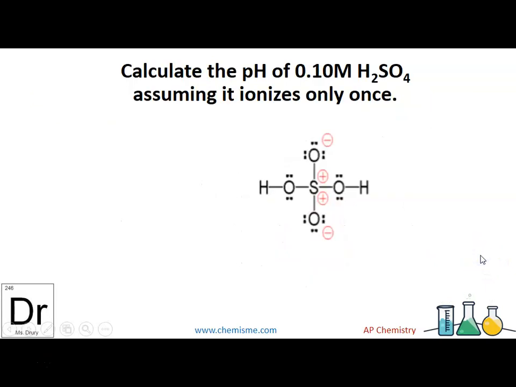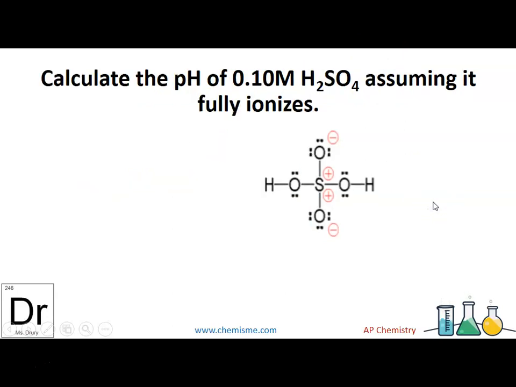So let's calculate the pH of a 0.1 molar sulfuric acid, assuming it only ionizes once. So this is what sulfuric acid looks like. If I take off just one H, what would the pH be? Well, we know sulfuric acid is strong, so for every H₂SO4, there's going to be one H coming off. And so I could just negative log the 0.1 and get a pH of 1.